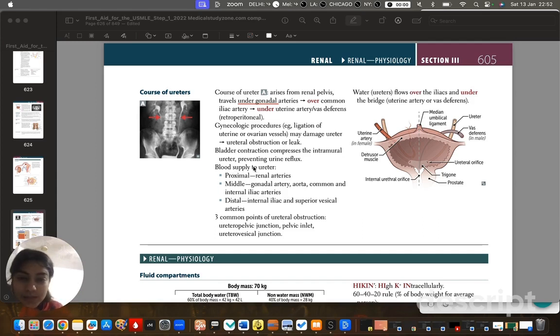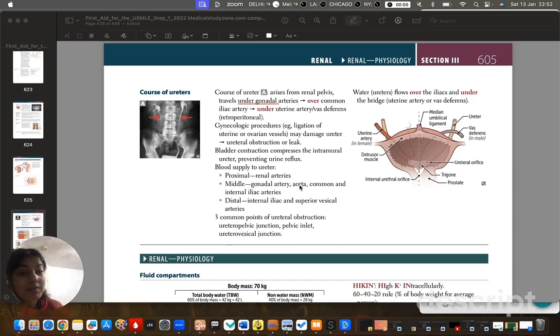Gosh. Blood supply to the ureter. Proximally over here, you've got the renal arteries, because it's part of the renal system, right? It's just there, so why not? You've got the renal arteries going through the pelvis area, so they just supply that area. The middle part, the gonadal artery and aorta.